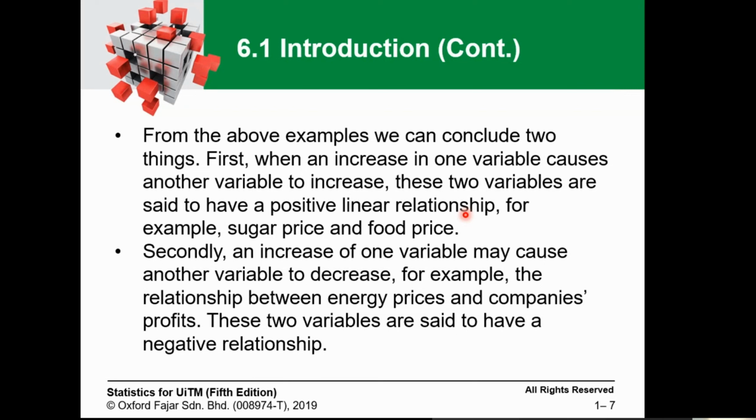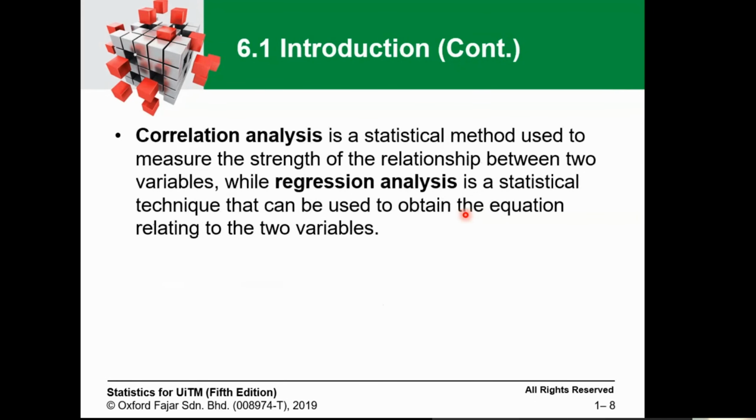Secondly, an increase in one variable may cause another variable to decrease. This is, for example, the relationship between energy prices and companies' profit. When energy prices increase, it leads to higher costs for companies, and if the prices remain stable, the profits of companies are going to decrease. So these two variables are said to have a negative relationship.